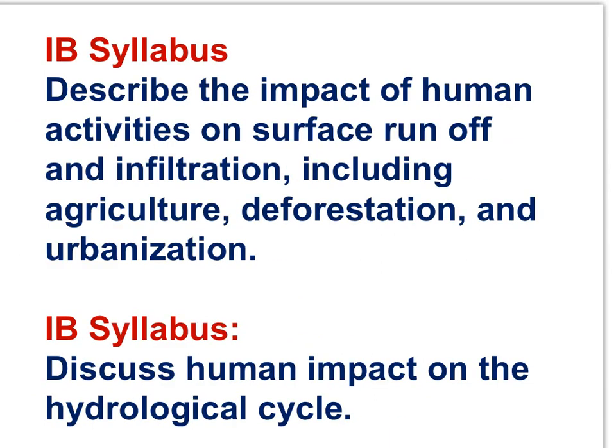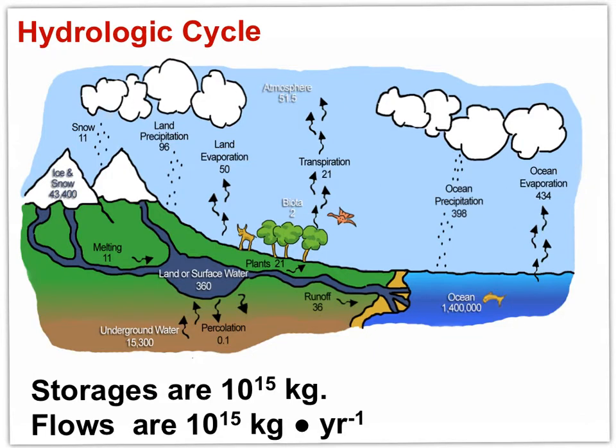Here are the 2 IB syllabus statements that form the basis of this movie. Describe the impact of human activities on surface runoff and infiltration, including agriculture, deforestation, and urbanization. Discuss human impact on the hydrological cycle. So, with a diagram of the hydrological cycle, as you examine this image, imagine the ways in which humans impact the flows and storages that make up the cycle.